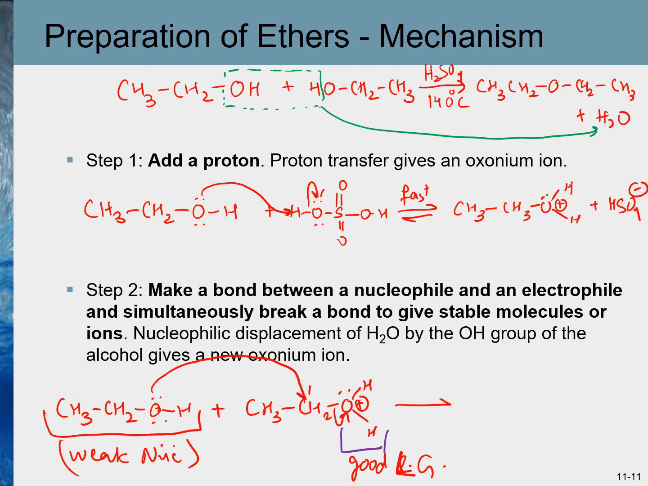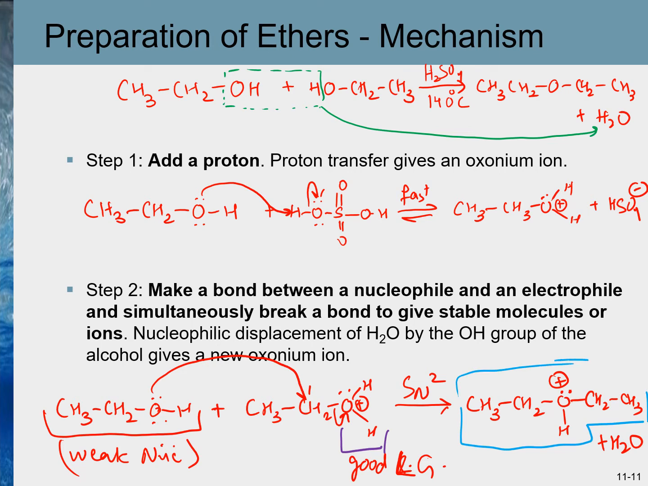this product. And this is SN2 mechanism step, and it will result in formation of a precursor to an ether. So this is not an ether yet. It's a precursor to our final product.